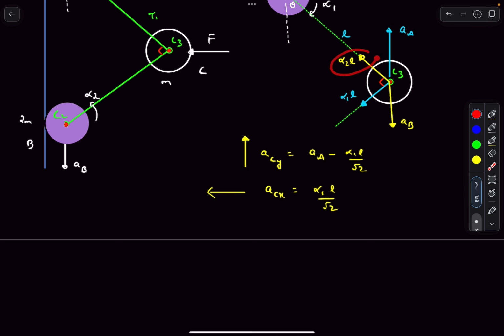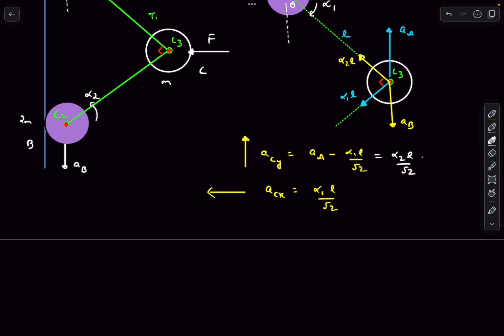Now let's do the same with the yellow vector definition. So this exact thing should also be equal to alpha 2 L by root 2, because we are writing the acceleration in the upward direction. Okay, and AB is opposite, so this will be minus AB. And ACX is quite simple. It will be alpha 2 L cos 45, right? So this is going to be alpha 2 L divided by root 2.